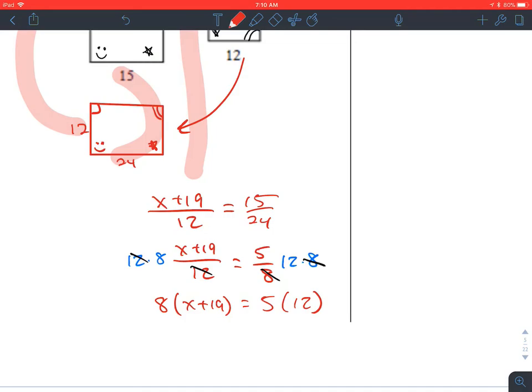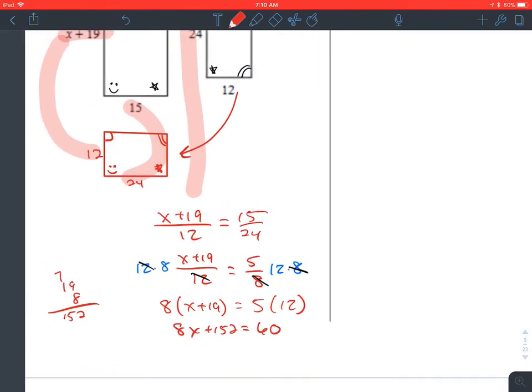Distribute 8 times x is 8x. 19 times 8, 8 times 9 is 72. 8 times 1 is 8, plus 7 is 15. So we get plus 152. 5 times 12 is 60. Tell you what, this is not turning out to be pleasant.